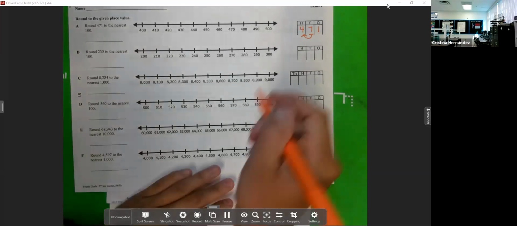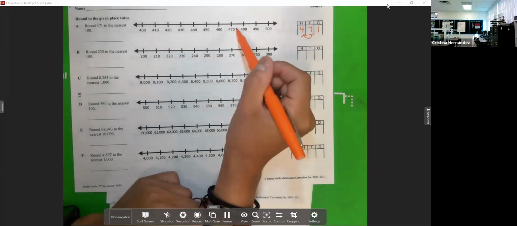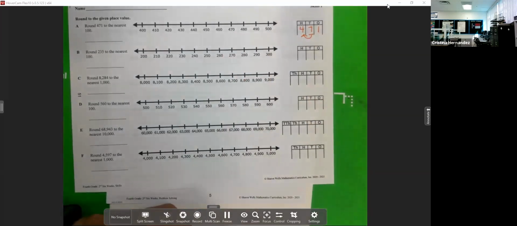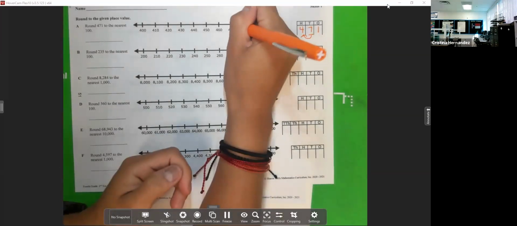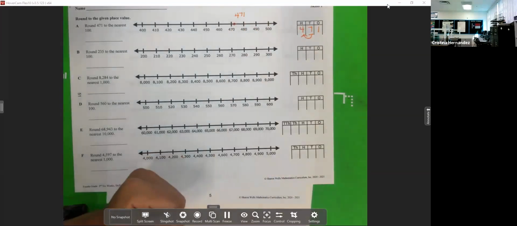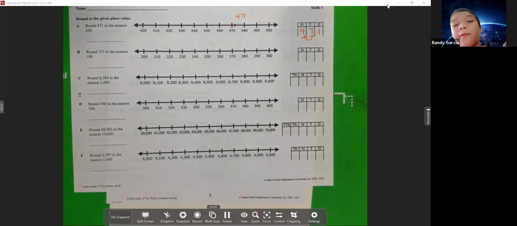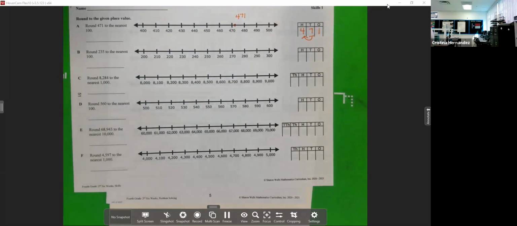So, let me put my dot. 471 is between what two numbers on this number line? You can tell me. It would be about right here. You make a dot right here. 471 on your paper. Page 51.